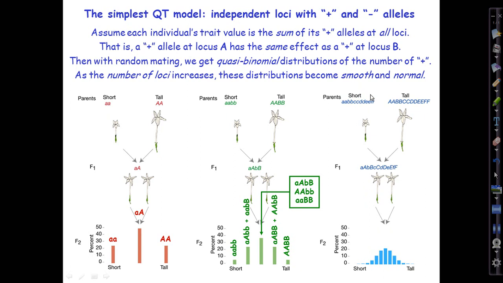And then as many loci as you like. The final example in this cartoon has 6 loci, A, B, C, D, E, and F, and the same game happens. The short parent has all lowercase minus making alleles. The other parent, the tall one, has all capital letter plus making alleles. The F1s are half and half. You mate them among themselves, and now what you get is truly indistinguishable from a normal distribution of genotypic effects on the trait.